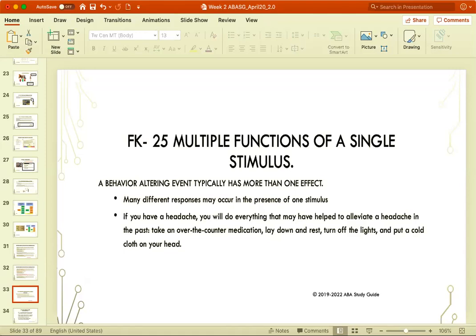Multiple functions of a single stimulus. Behavior altering events typically have more than one effect. Many responses may occur in the presence of one stimulus. So just the idea that if you have a headache, you'll do everything that helped to alleviate a headache in the past. You may take over-the-counter medication, lie down, rest, turn off lights, etc. So there's one stimulus and there may be multiple functions, multiple responses. I believe Jack Michael said something like multiple functions is the rule, not the exception, right? So just to be clear, behavior altering events typically have more than one effect.